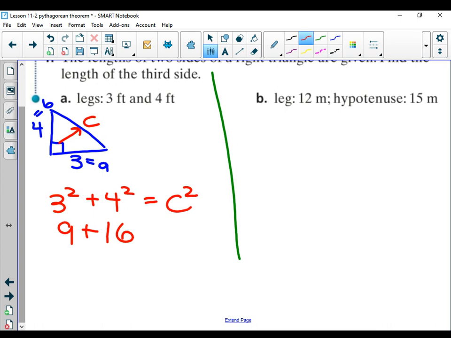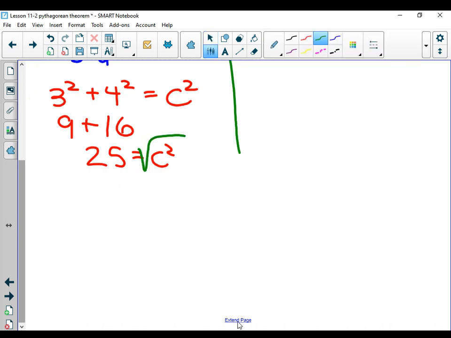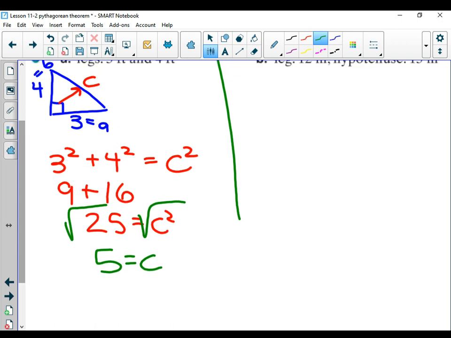3 squared, 9. 4 squared, 16. 9 plus 16. Now here's what's tempting. It's so tempting to say, I'm done, I got it, which is 5. But I didn't square root it yet. Missing side, 5. Also remember, C is supposed to be the longest. So did we get something longer than 3 and 4? Yep. If you got something smaller, be suspicious that it didn't go right.